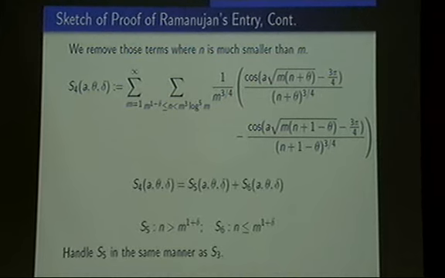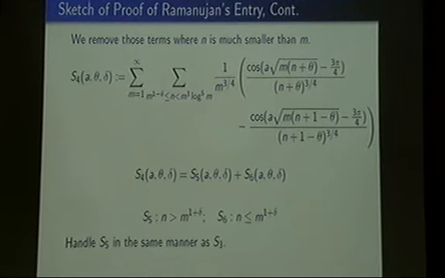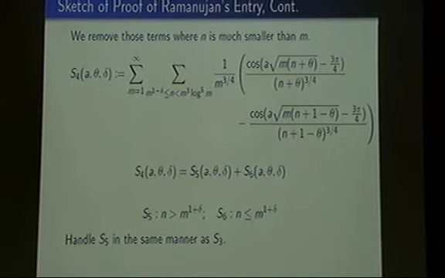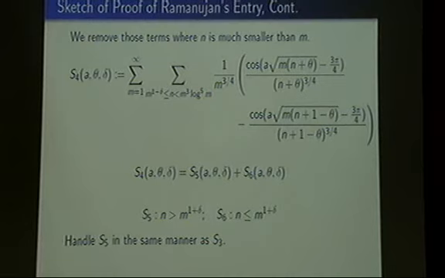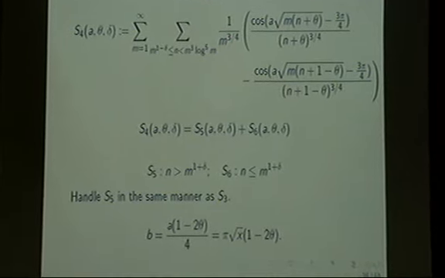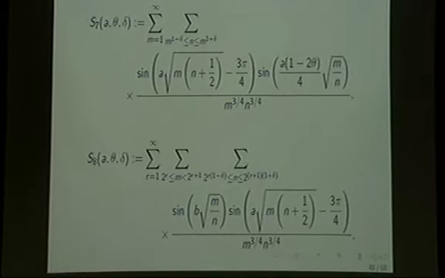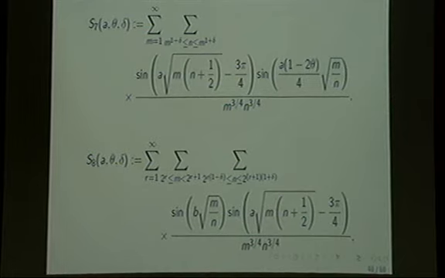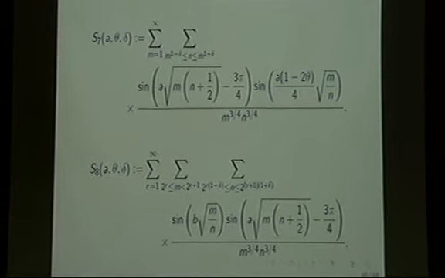Then we break up this series into two further series, and with a little bit more work, we can handle the terms where n is bigger than m to the 1 plus delta. Delta is a positive number that we determine at the end of the proof. I think it turns out to be 2 over 69. Okay, this is just a substitution to make the terms a bit easier. So it comes down to looking at this sum.